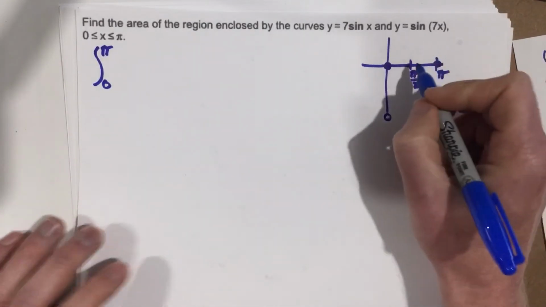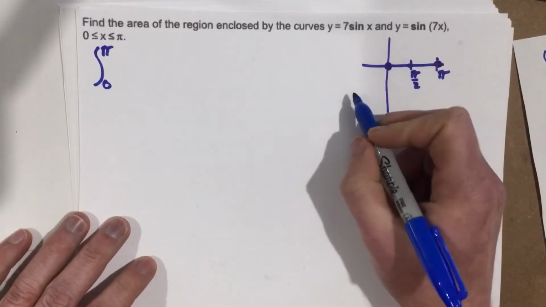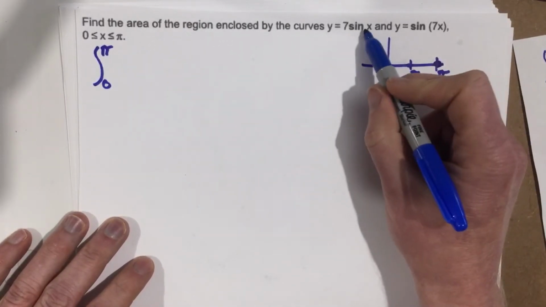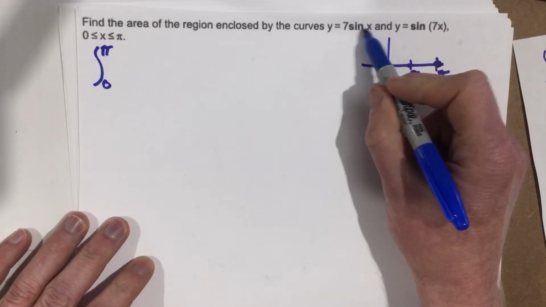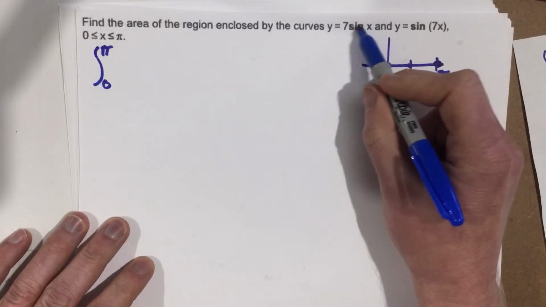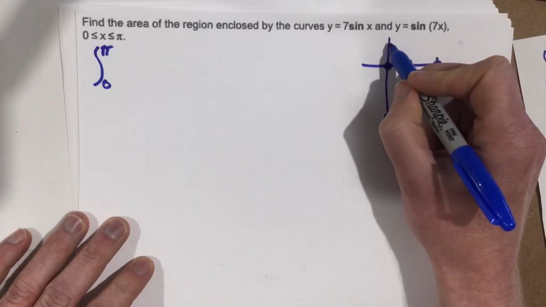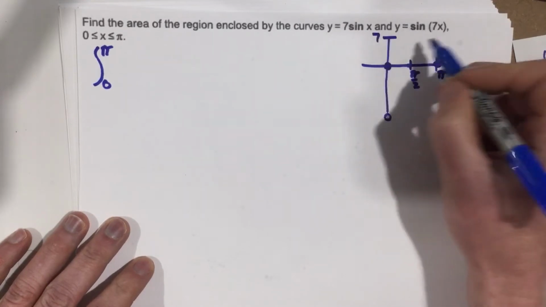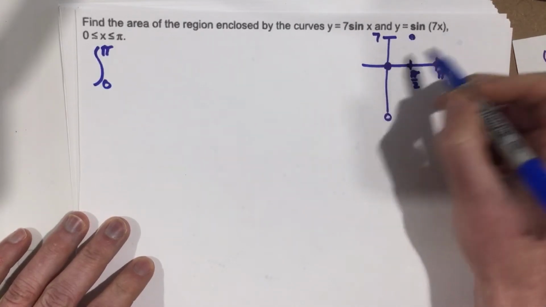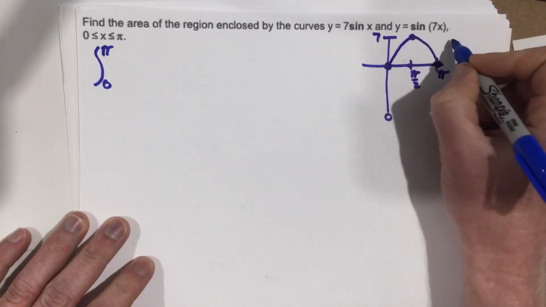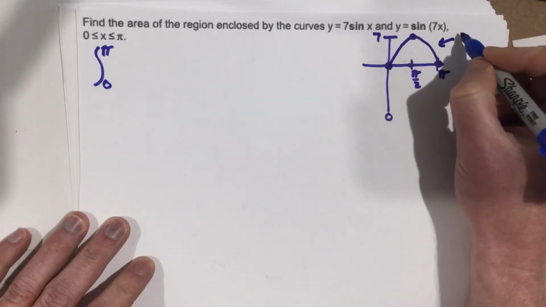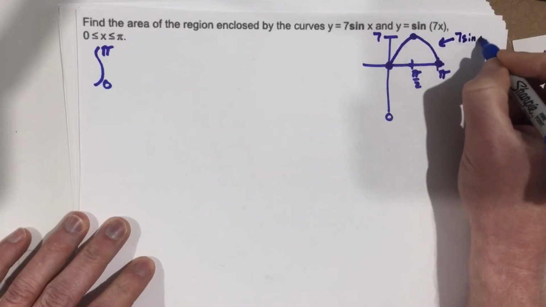So the real question is, what happens at pi over 2 that's in between? Sine of pi over 2 we know is 1. So that means 1 times 7, that means up here this is 7. I'm going to point to this. This is what 7 sine x looks like.